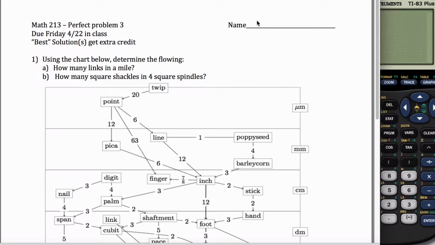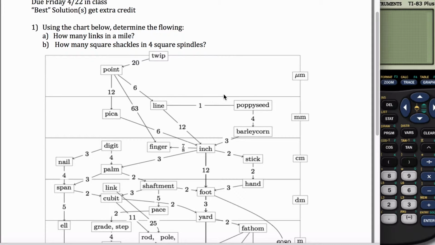All right, here are solutions for perfect problem 3 for math. What is this, 213? So this problem, I came across this picture and was intrigued by it and was like, hey, I'll make a perfect problem out of it. So the basic idea is it's a whole bunch of conversions from terms that I had never heard of.